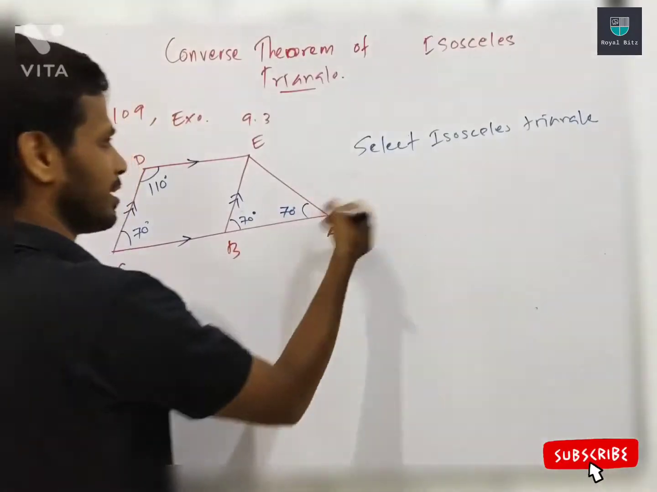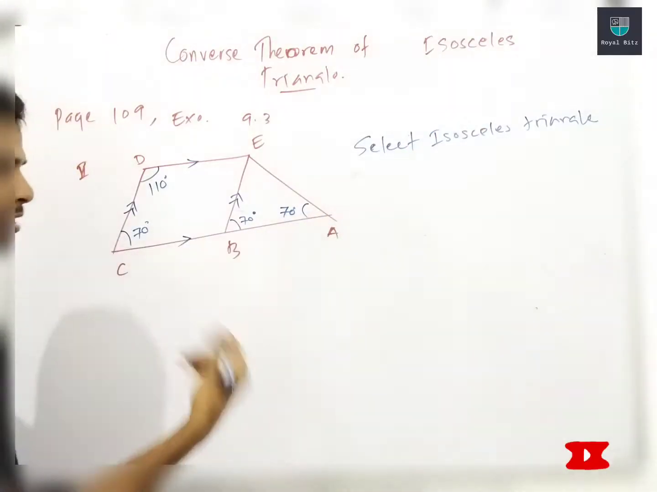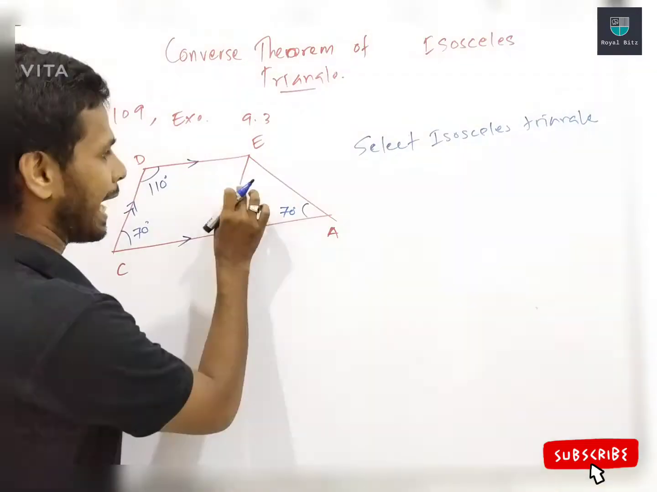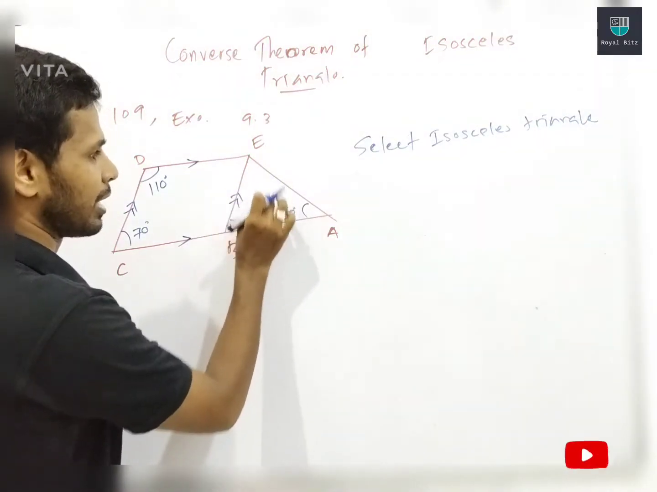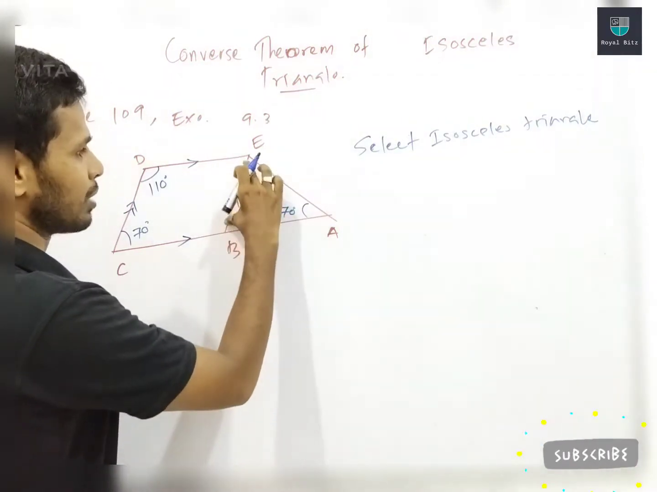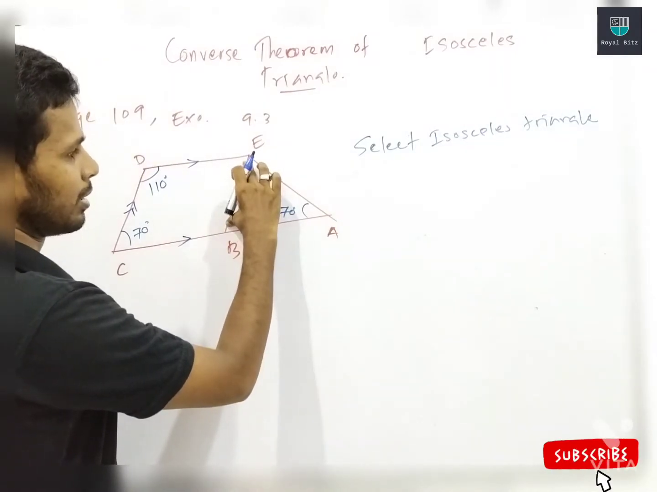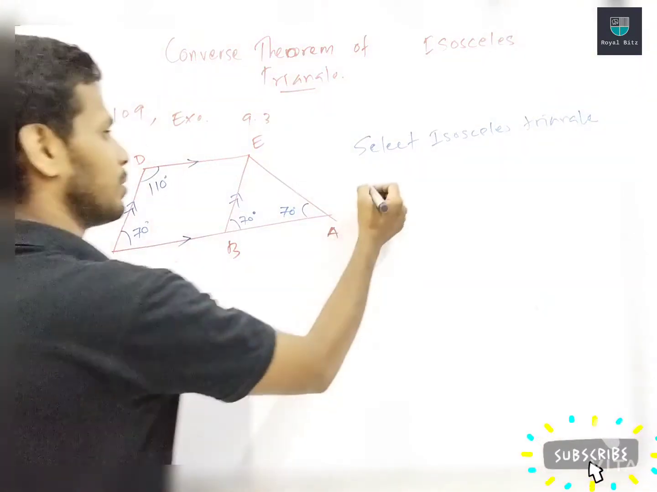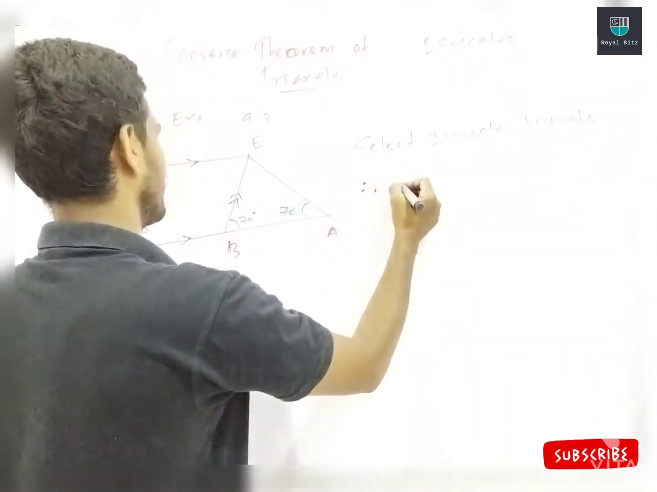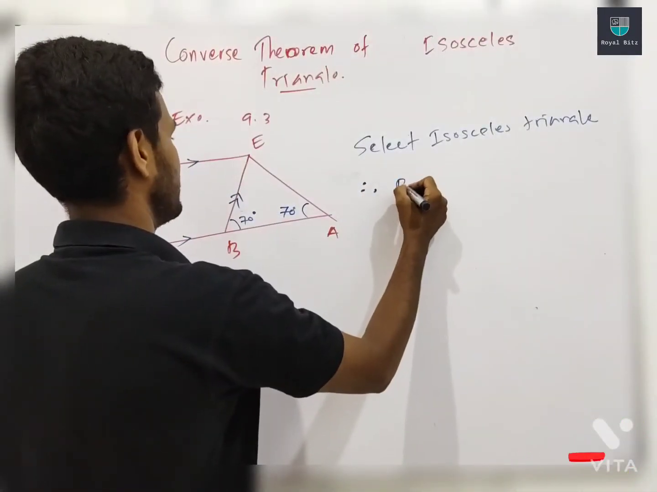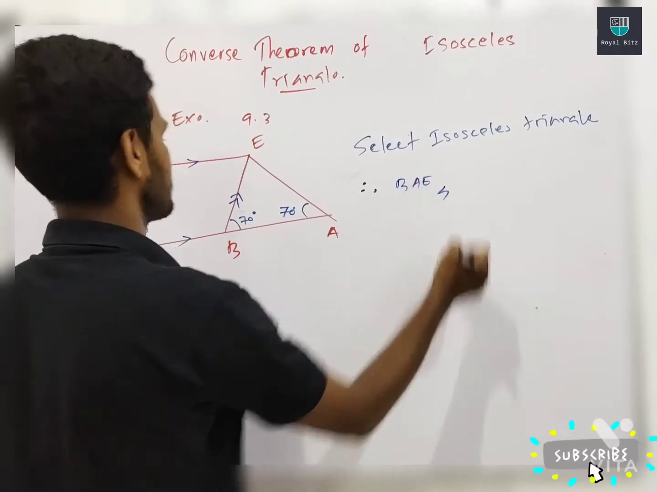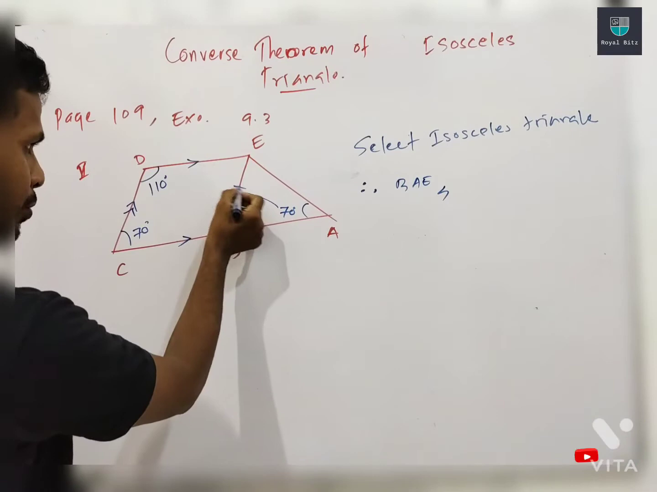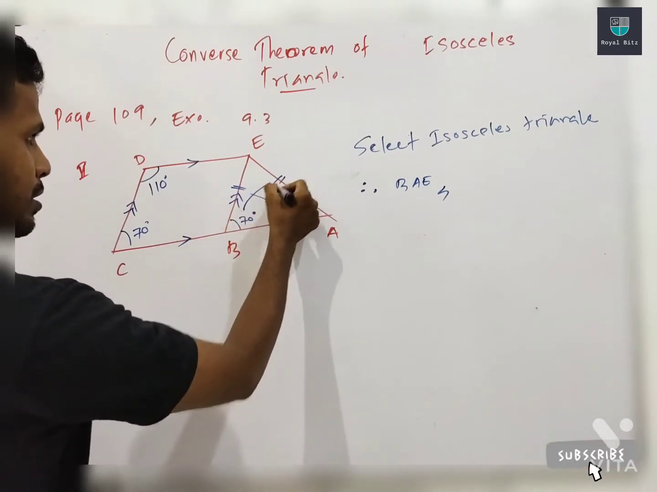What is the isosceles triangle? Isosceles triangle means in a triangle two sides are equal. So the angles opposite to the equal sides are equal. So the equal side, this is the equal angle, so the opposite sides are also equal. So therefore, what is the isosceles triangle? BAE is the answer, because this is now equal to this.